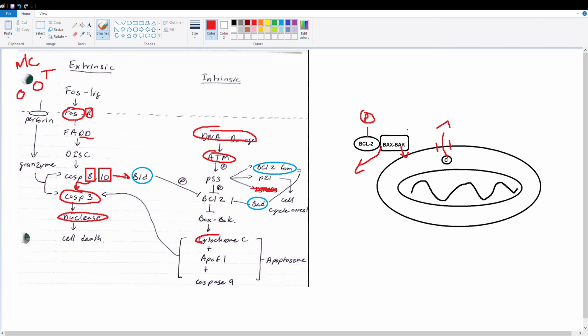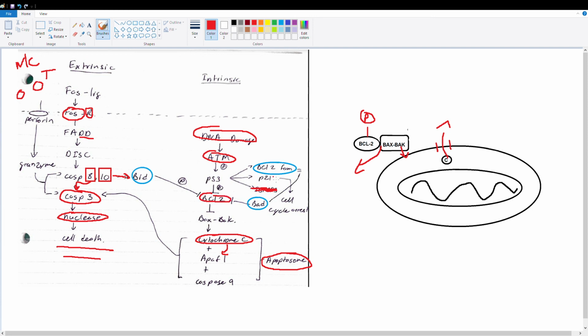Once cytochrome C escapes the mitochondria, it can go ahead and bind to APAF1 and caspase 9. And these three proteins together are going to form something called an apoptosome. This apoptosome is very important because, again, it will activate caspase 3 and a bunch of other caspases and cause cell death, which is our main point of apoptosis. Okay, so P53 is going to bind BCL2, cause it to be released from BAX and BAK, and cause cell death.